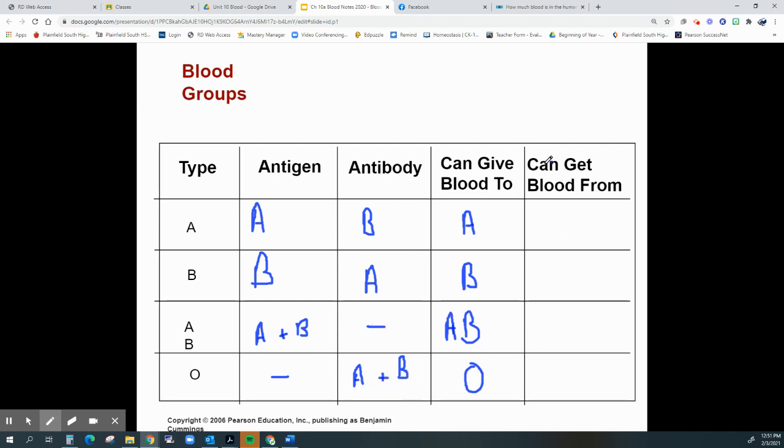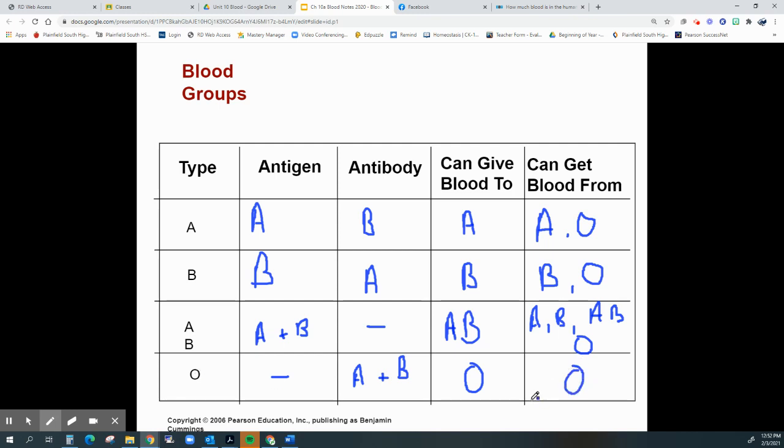Now these are the people who can donate to them. Somebody who's type A can receive A blood and they can receive O blood because, again, there's no antigen there. We can only give the one that has the antigen. People who are type B can get blood from people who are type B, and they can receive blood from people who are type O. People who are AB can get A, B, AB, and they can get O. And then people who are O can only get from O.